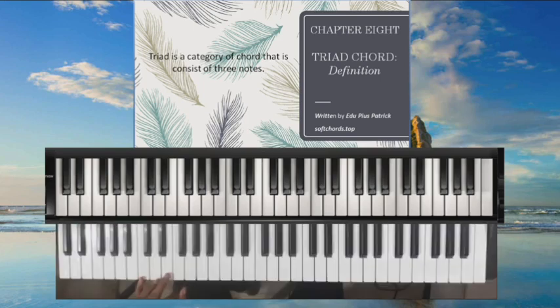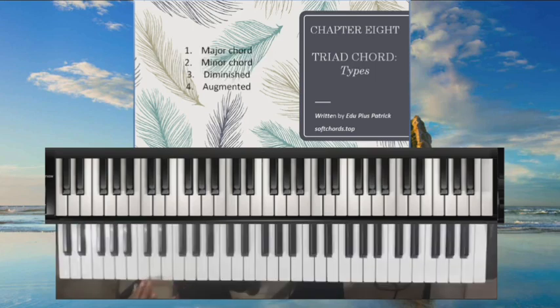Okay, moving on. Now we have types of triad chords. A triad chord is a 3-note chord, and this 3-note chord has types. The first one is the major chord. The second one is the minor. The third is the diminished, and the fourth is the augmented. Now I will explain what the major, minor, and diminished chords are.